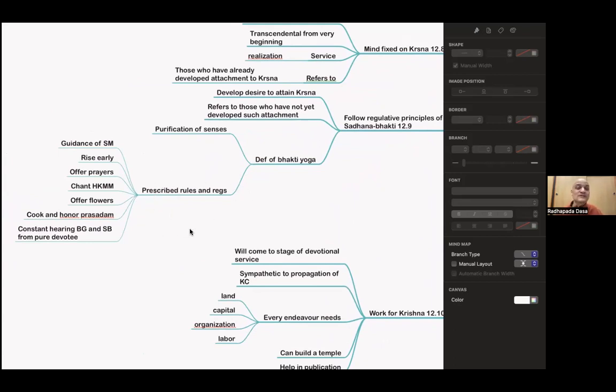What are these prescribed rules and regulations? Accept the guidance of a spiritual master, rise early in the morning. Krishna says it for all brahmacharis, sannyasis, grihasthas, staying at home, staying in hotels, for everyone. Everyone must rise early in the morning, which means early to bed, early to rise makes a man healthy, wealthy, and wise. So one must get up early in the morning. There's no compromise. Bhakti doesn't work like that. Offer prayers, do Mangala Arati, chant the Hare Krishna Maha-mantra, offer flowers, cook and honor prasadam. Constantly hear Bhagavad Gita and Srimad Bhagavatam from a pure devotee.